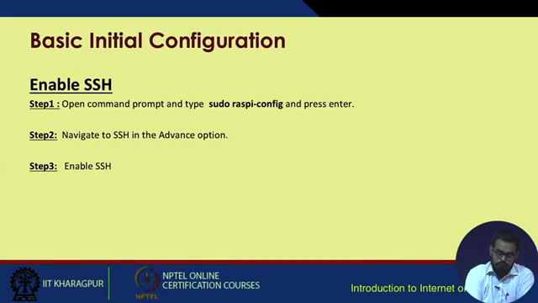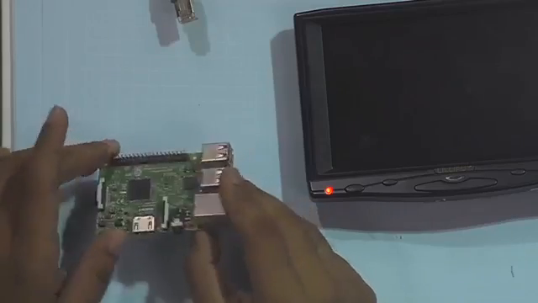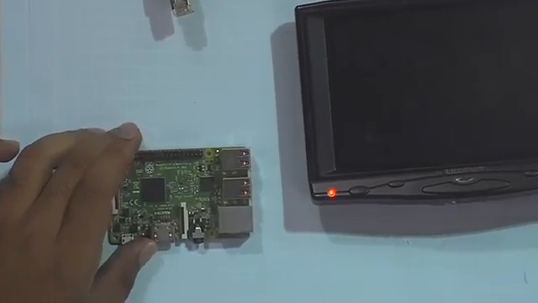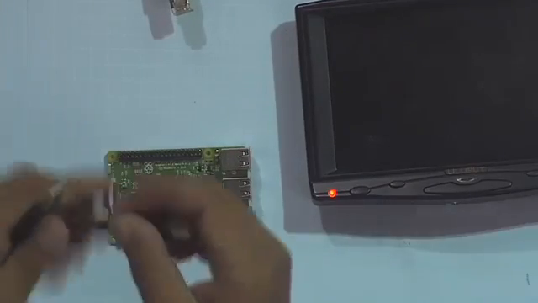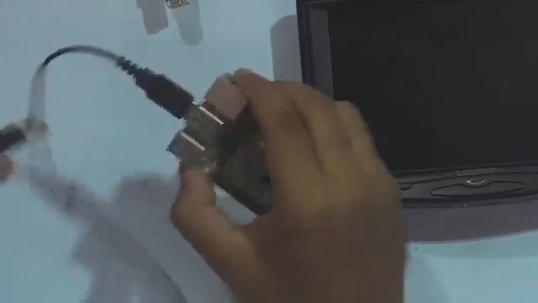Now before coming to this step, let me give you a demo of how to start off with the basic Raspberry Pi installation. So over here, first of all, I have a keyboard and mouse. I'll just connect them to the USB ports. Choose any USB port.